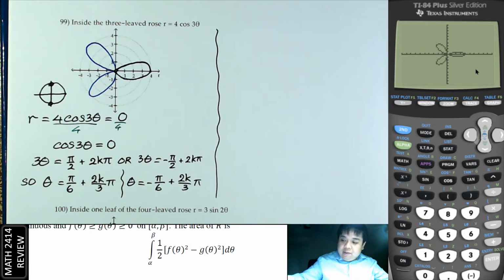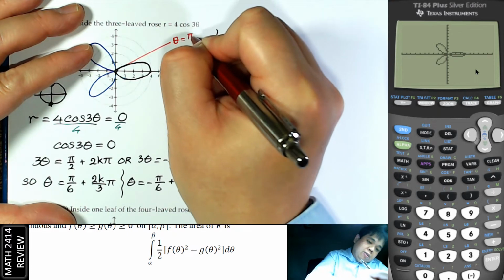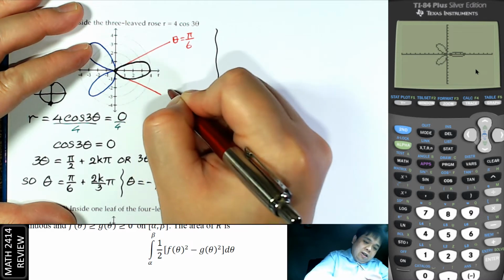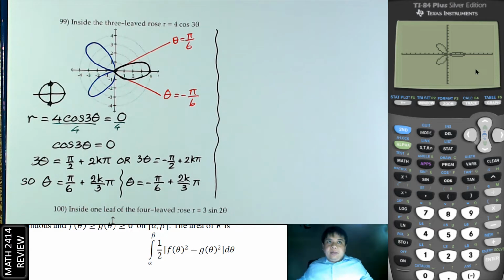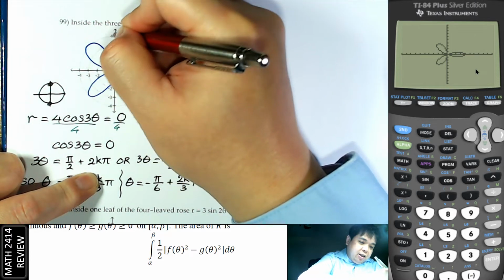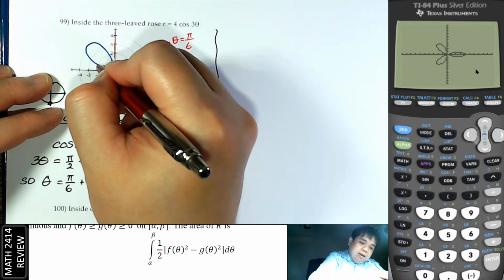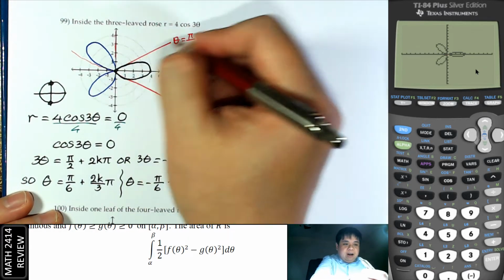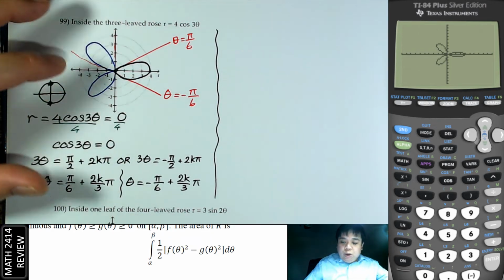So indeed, the limit is from negative pi over 6 to pi over 6. Of course, if we let k equal to 1, we're going to have this, and then if we let k equal to 2, we will have this. So we have the different values for it to evaluate. So that is the area of one petal.